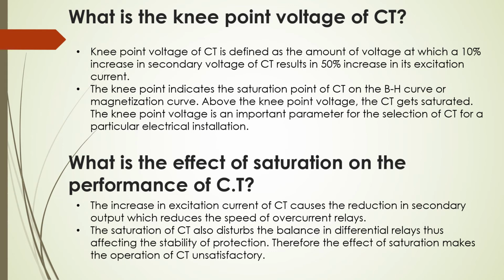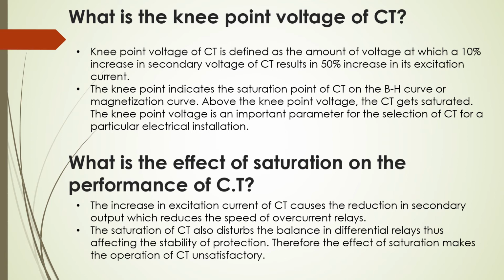What is knee point voltage of a CT? Knee point voltage of CT is defined as the amount of voltage at which a 10% increase in secondary voltage of CT results in 50% increase in its excitation current. The knee point indicates the saturation point of CT on the BH curve or the magnetization curve. Above the knee point voltage, the CT gets saturated.